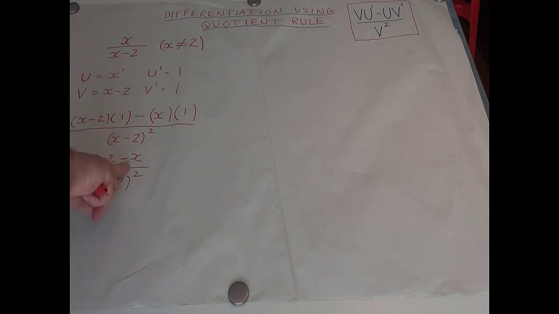x minus x disappears, and you're left with a final answer of minus 2 divided by x minus 2 squared. All looks rather abstract, but that's what we have. dy by dx is equal to that. It's possible to use some graphing software such as Desmos to plot this function here and to plot its differential, and to actually see for yourself that indeed this function does show the slope of that function as x changes.